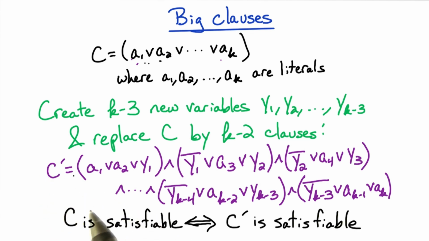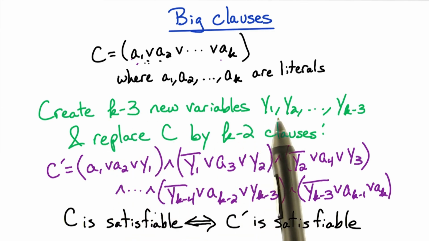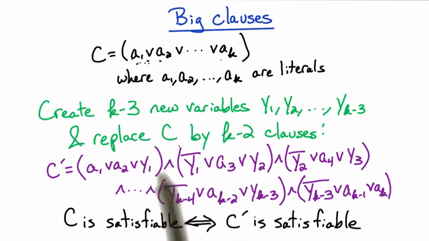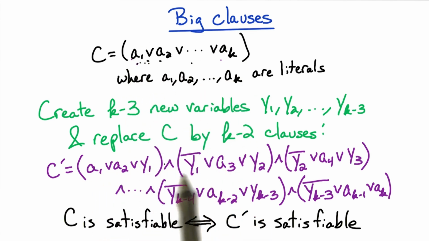Now our claim is that the original clause C is satisfiable if and only if this new sequence of clauses C prime is satisfiable. Now for our original input to the SAT problem, for every clause which is size bigger than 3, we can replace it under this following construction. We replace it by this sequence of clauses which are all of size exactly equal to 3, and then we get a valid input to the 3-SAT formula. And the key is that this new formula is satisfiable if and only if the original formula is satisfiable. We get an equivalent formula.